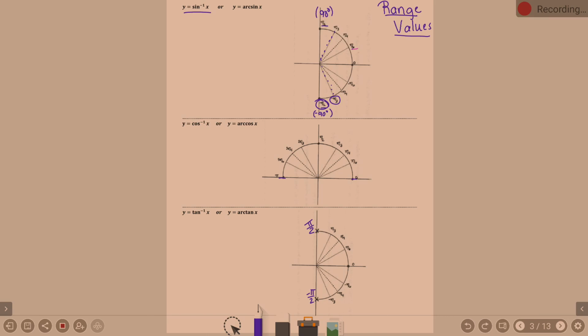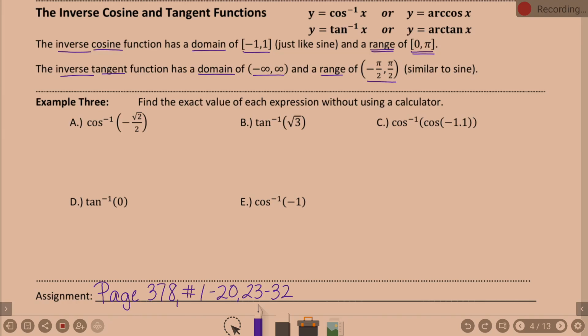Ready? Let me flip back to our examples and see what we can do. Notice, find the exact value without a calculator. So anytime it says that in this chapter, think chart. Go to the chart, your unit circle, not the calculator. I'm not looking for decimal answers. Okay?